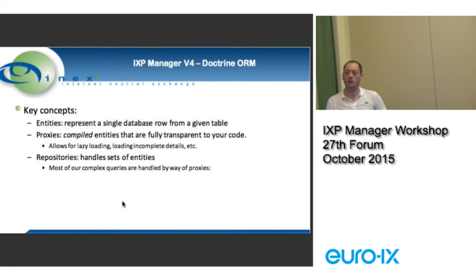So if I load a customer, and I want to say customer get virtual interfaces, well, the proxy will go off to the database to find all the virtual interfaces. If I only load up three columns of a 20-column table, the proxy will load up the extra columns if I go looking for them. And then the repositories handle sets of entities.